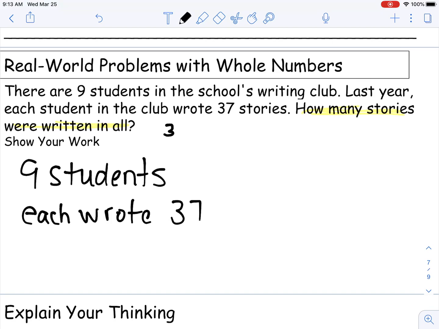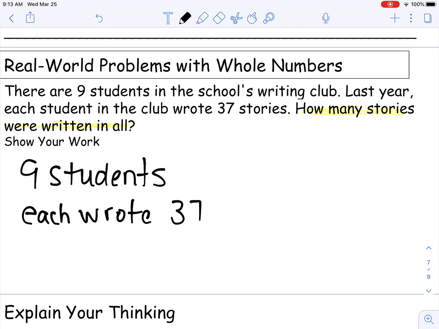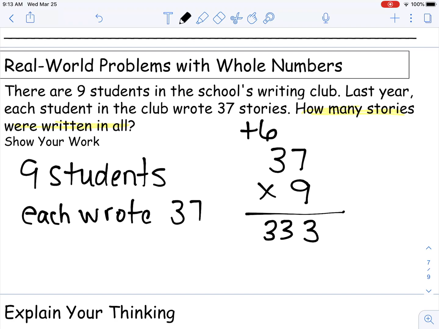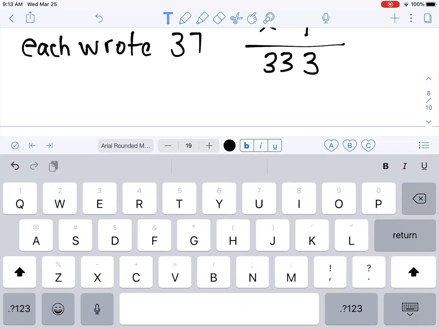So if each student wrote 37, so here's a student, here's a student, here's a student. Get the idea, right? I'm going to have 9 of these. So instead of doing repeat addition like that, we're going to multiply 37 times 9. Okay, 9 times 7 is going to give me 63. Let's put my 3 down, carry my 6. And 9 times 3 is 27, plus 3 is going to give me 33. So 333 stories were written in all.